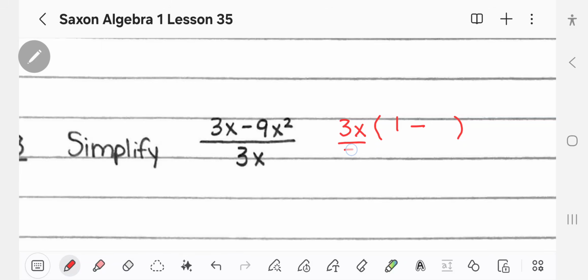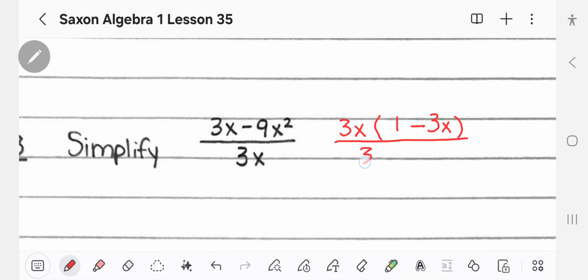Now, 3x times something is going to give me this 9x squared. It's going to need to be a 3 and an x. 3x times 3x would be 9x squared. All right, great. Now the numerator is factored. Now we have a multiplication. Here's a factor, I should say, not a term. And then here we have a factor. They are being multiplied by each other.